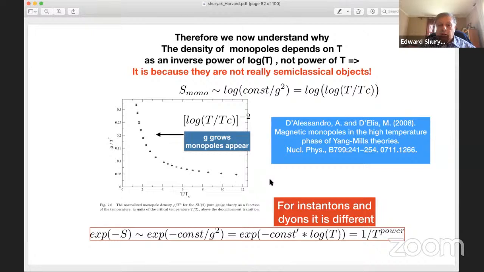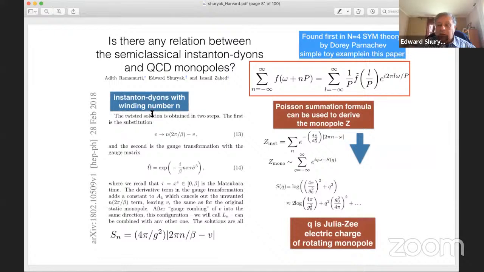How are they extracted? You take a little three-dimensional cube, and its surface is a Gaussian surface. If there is a flux of magnetic field through it, you declare that there is a magnetic charge inside, and that is how you find these monopoles. The density is physical in terms of scaling, and this is their behavior. So the big realization is that yes, there are these monopoles. It is correct that they're not quasi-classical, not semi-classical. The action is like this, and the density depends on temperature differently.